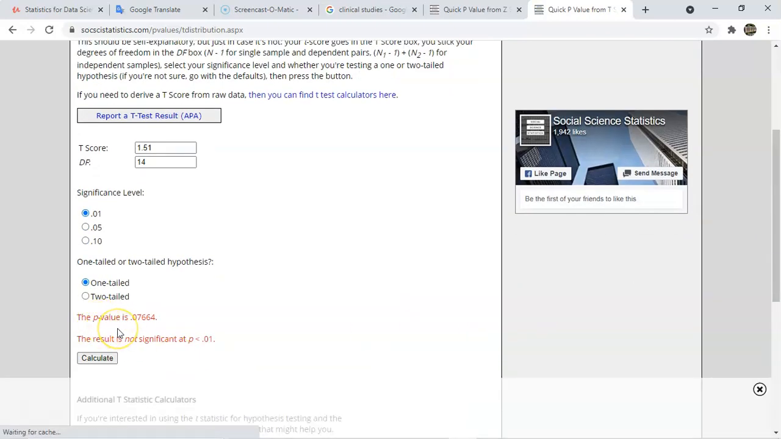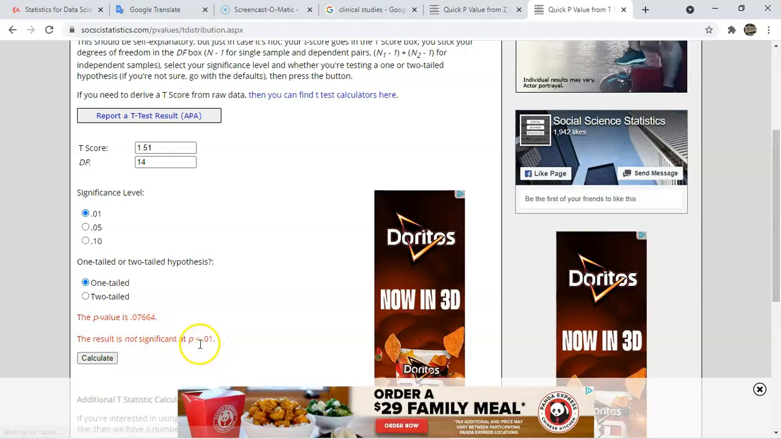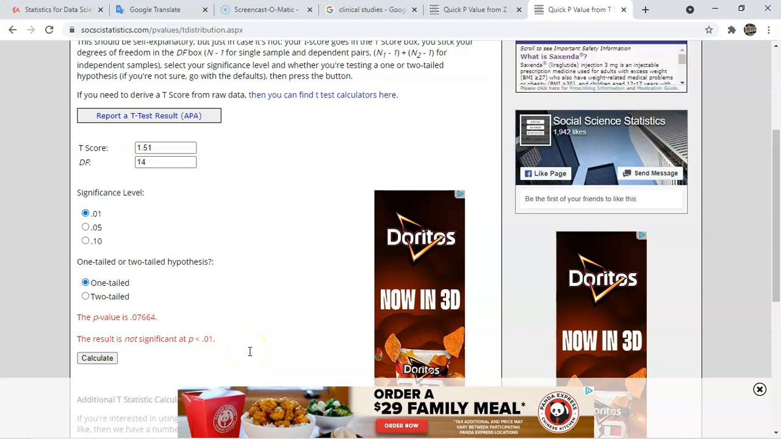The p-value is 0.7664, which is greater than 1%. So that means we cannot accept the alternative, we accept the null. In other words, we don't have evidence that the medicine is efficient.